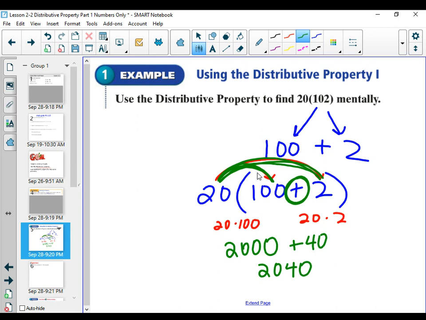Notice, even though this said mental math, that does not mean don't ever write anything down. Some 7th graders get confused when they see that word and they think that gives them permission to not write things down. Turns out that's not true. Still keep track of your work. It's okay if you know the facts in your head. That was the point of this.